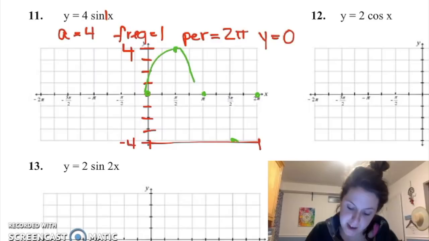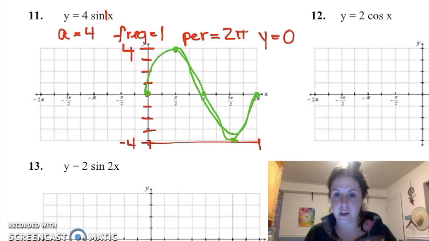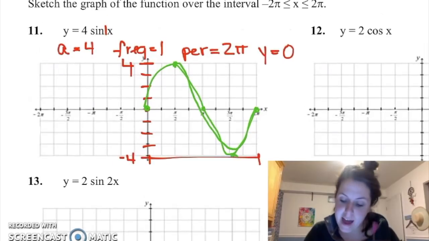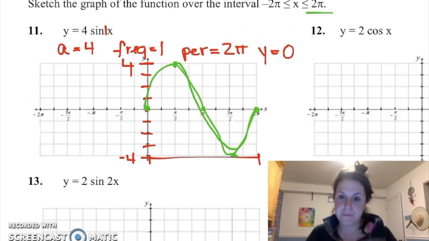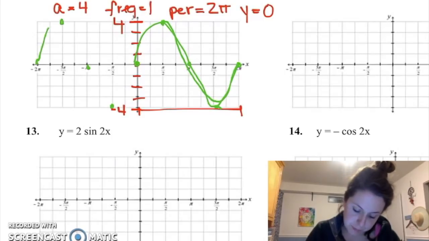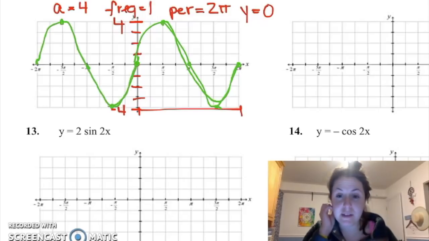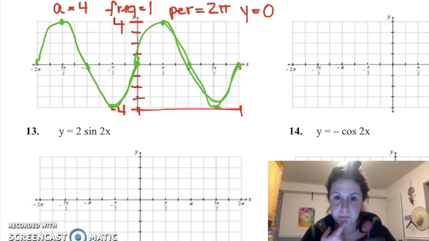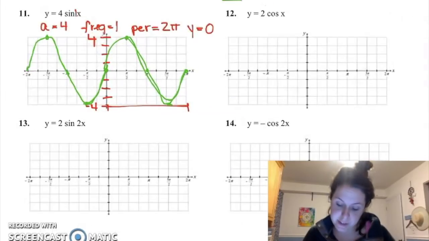So that right there is one full curve. Now, that is graphed from 0 to 2 pi. So we need to go backwards also. So I'm just going to repeat these points back here. And notice I don't have arrows on the end because I have a closed interval. Okay, let's do another one.